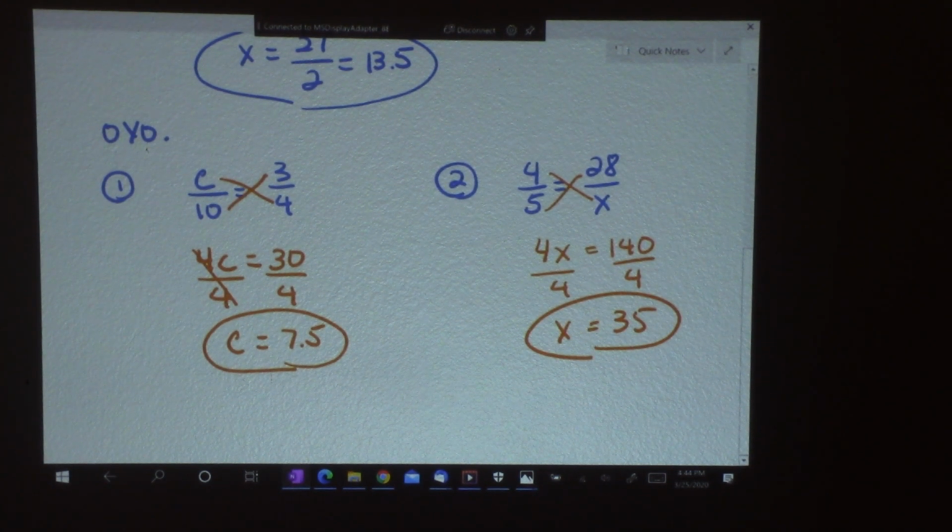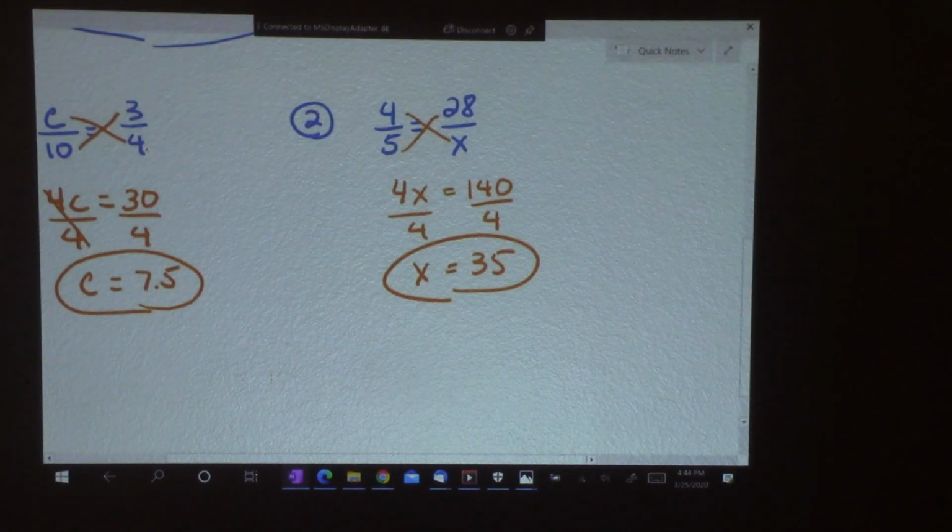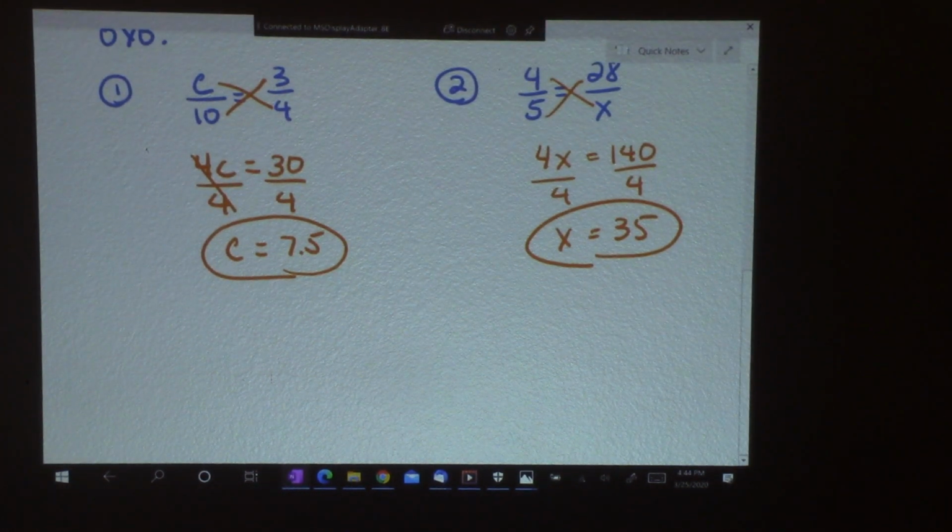I hope you were successful in doing those. Now we're going to do a couple of word problems. I'm going to change colors again. So here we have number 2 in our lesson.